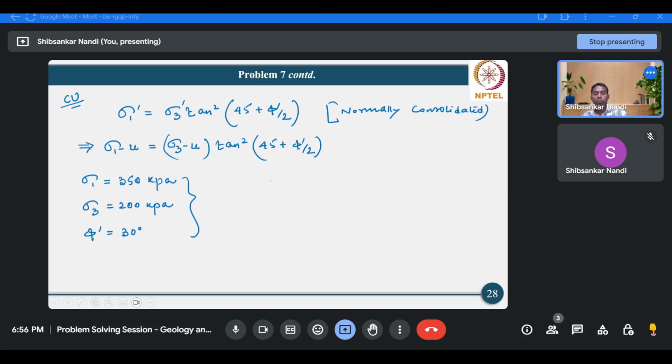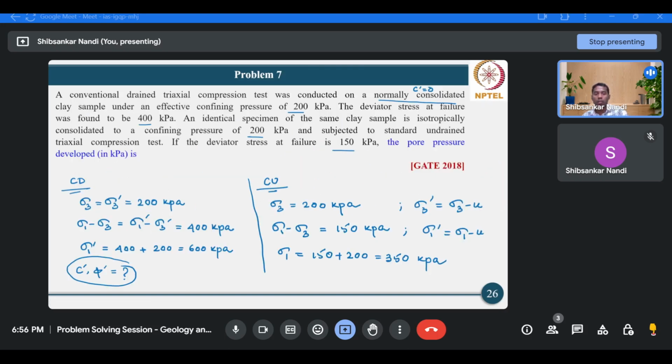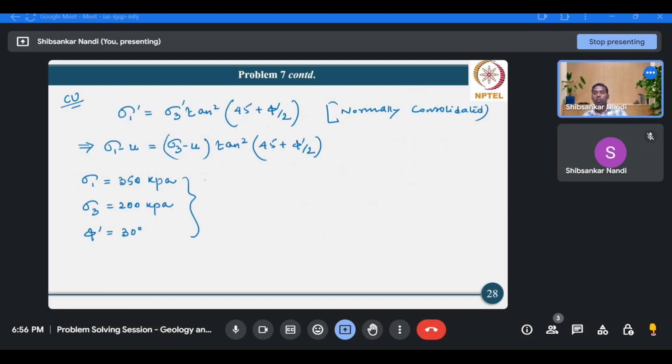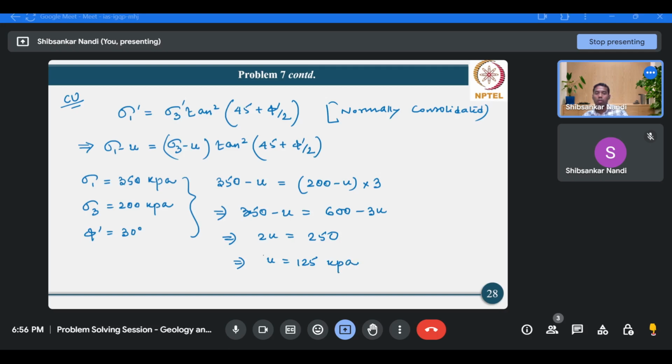For your better understanding, just you have to substitute here. 350 minus u equals to 100 minus u into 3. Therefore 350 minus u equals to 600 minus 3u, 2u would be 250, so u would be 125.